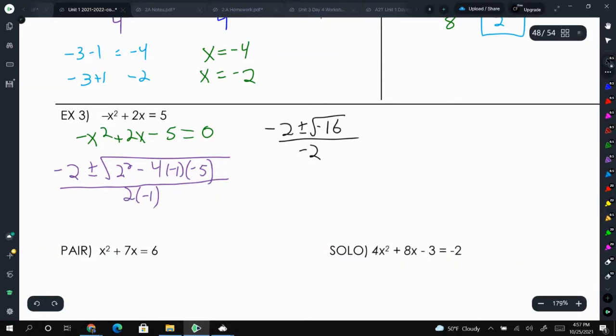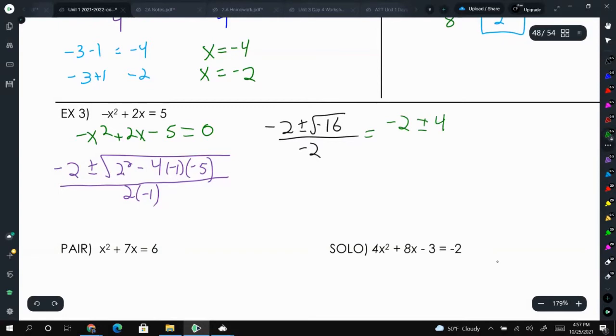So we have negative 2 plus or minus the square root of negative 16 over 2. Well, we know that the square root of 16 is 4, but because it's negative, it's going to be plus or minus 4i over, sorry, over negative 2. Right, we can divide all of these things by negative 2. We can factor that out or simplify this a bit more.